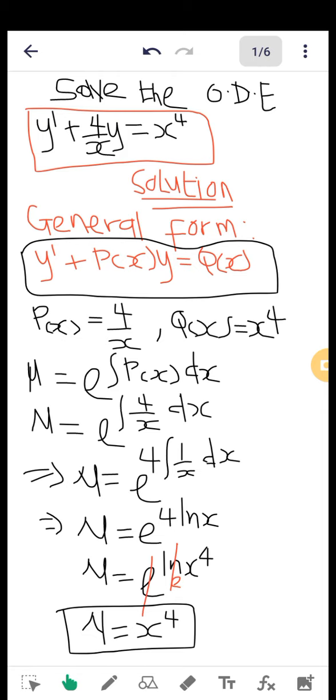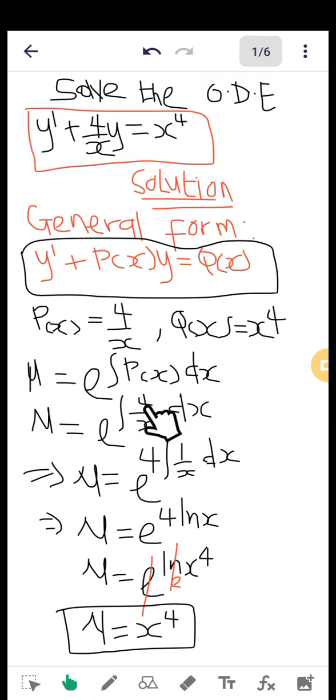So I can proceed. By comparing, I know that my coefficient of y is 4 over x. So my p of x will be 4 over x. Then my q of x is equal to x exponent 4. In this case, what we intend to do is find the integrating factor. So the integrating factor is equal to e exponent integral of p of x dx. So my mu, that is the integrating factor, is equal to, now I know my p of x to be 4 over x. So I'll just make a substitution, dx.